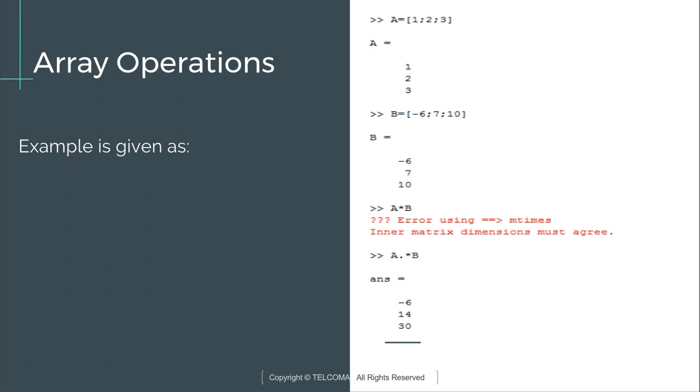But if you want to calculate the multiplication of each element of one matrix with the corresponding element of the next matrix, just use A dot star B, that is the element by element operation, to calculate the element wise multiplication of the matrices. So this is all.